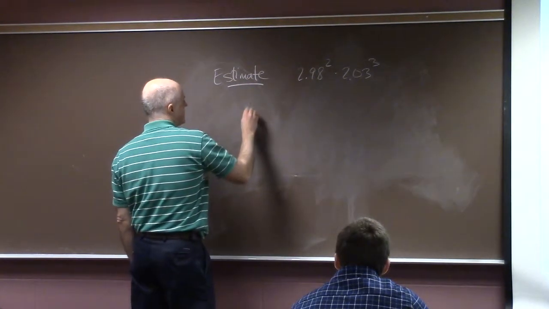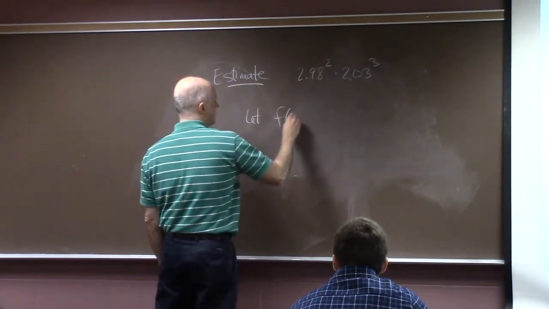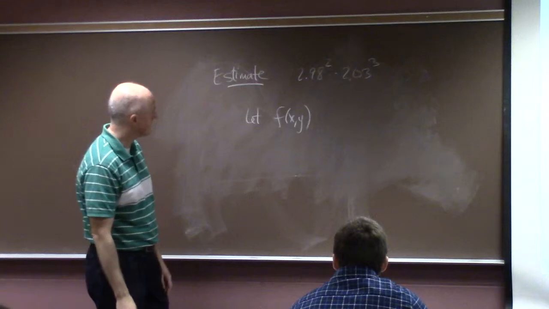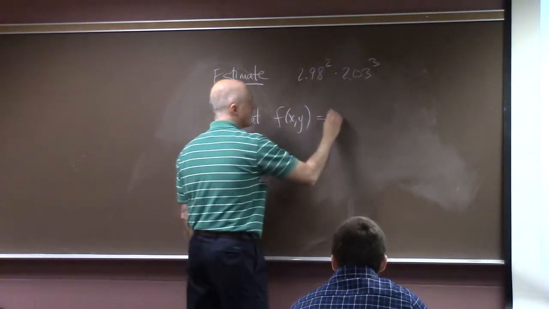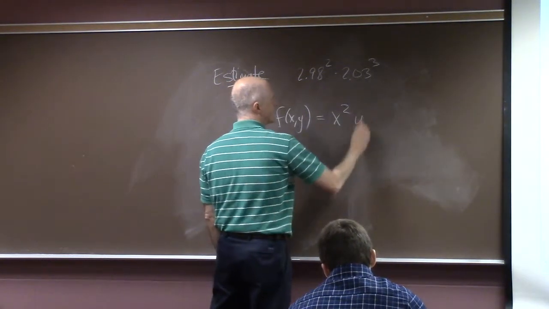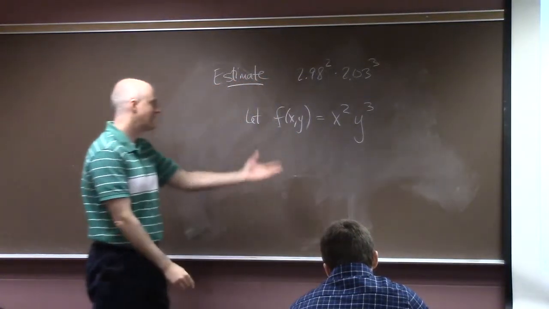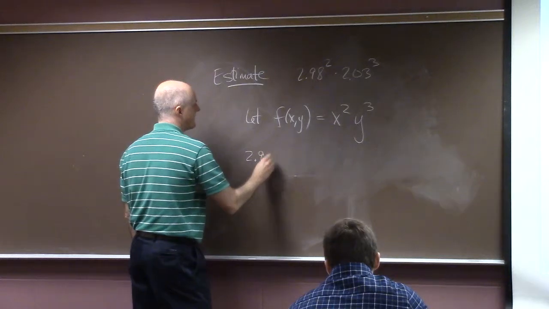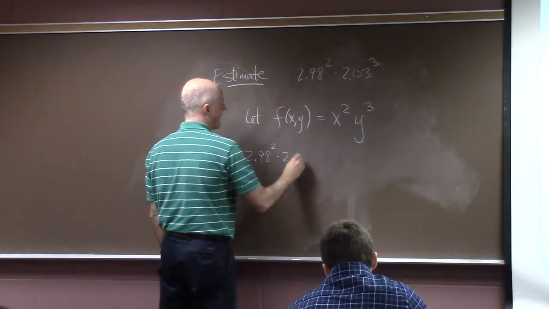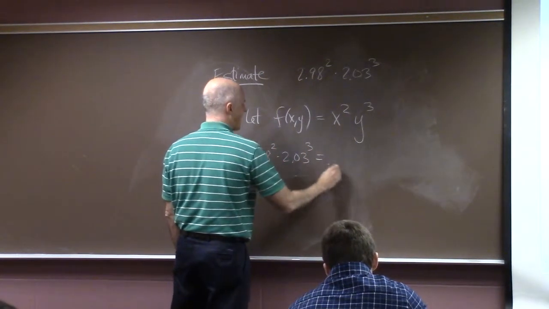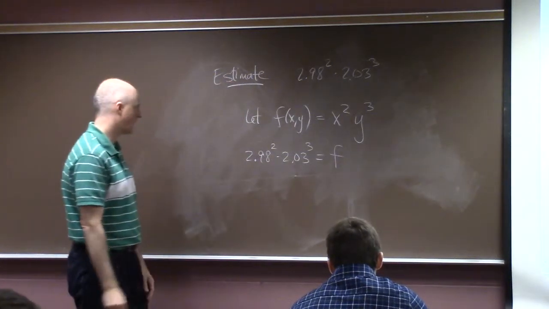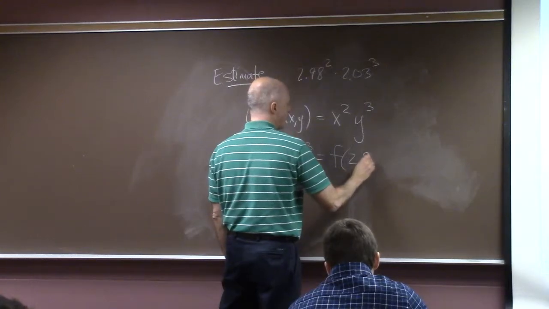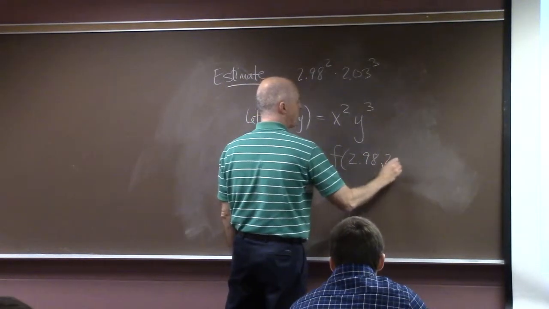Well, what you can do is define a function related to the quantities that you see here. For example, x squared times y cubed. That's defined in such a way that we want to estimate this quantity by plugging the numbers into the function. So you're trying to figure out a function that will match that. 2.98 squared times 2.03 to the third power is the same as f of 2.98 comma 2.03.